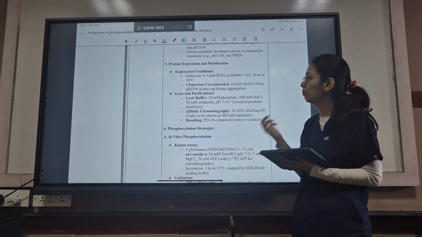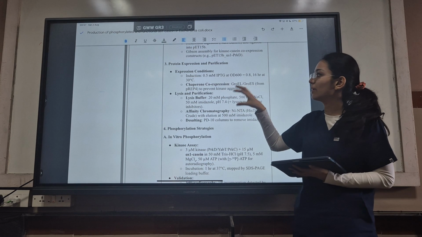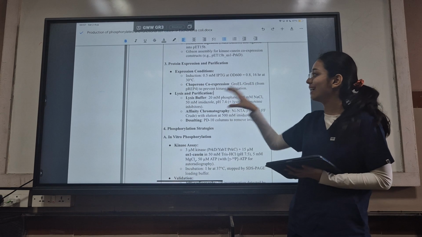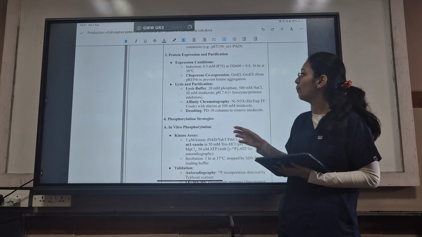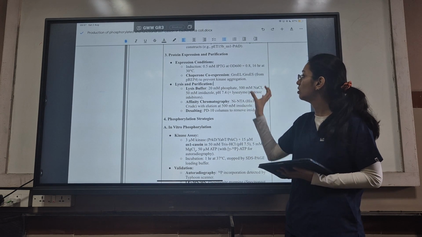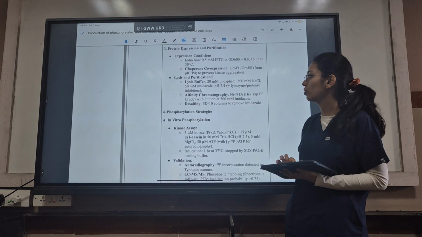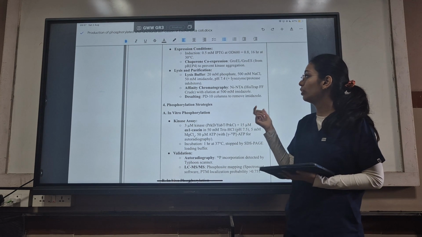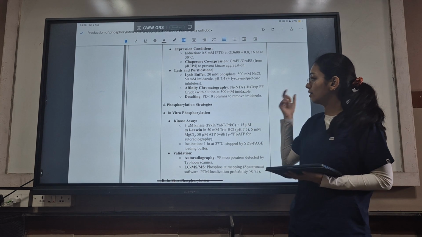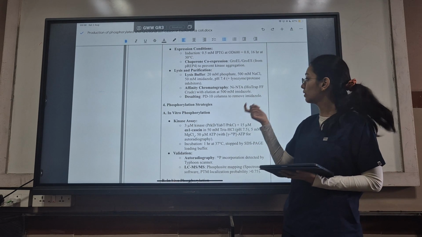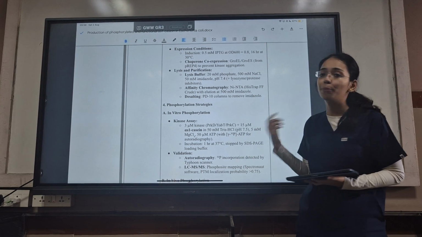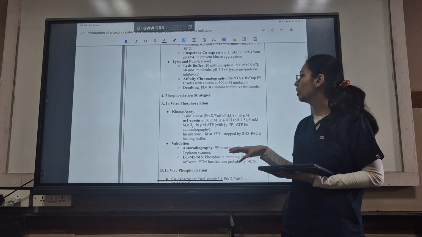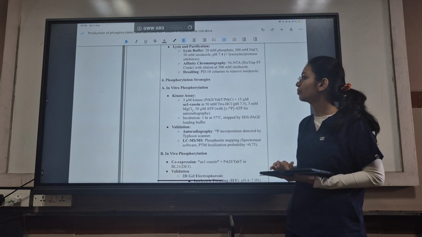So protein expression and purification was done. For induction they used 0.5 mM for 16 hours at 30 degrees Celsius, and for chaperone co-expression they used this enzyme to prevent kinase aggregation. Lysis and purification was also done. For lysis buffer they used phosphate, sodium chloride and imidazole at pH 7.4, plus protease inhibitors. Affinity chromatography was done, and desalting was done to remove the imidazole.